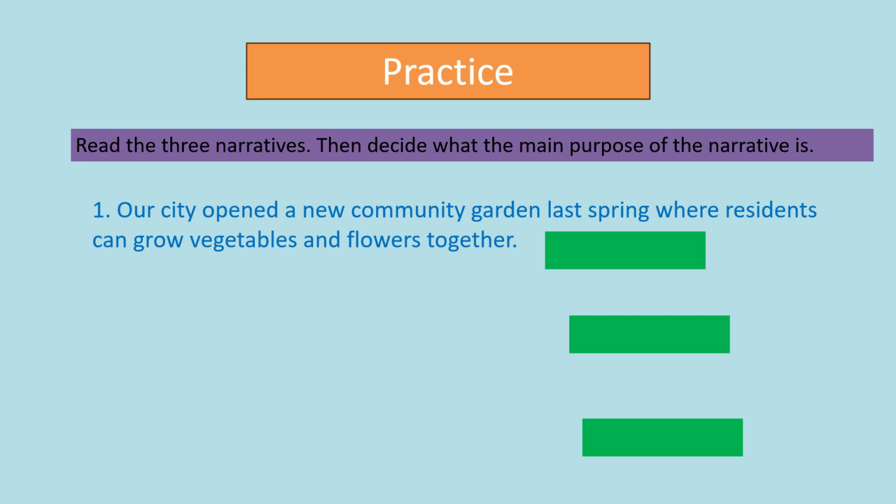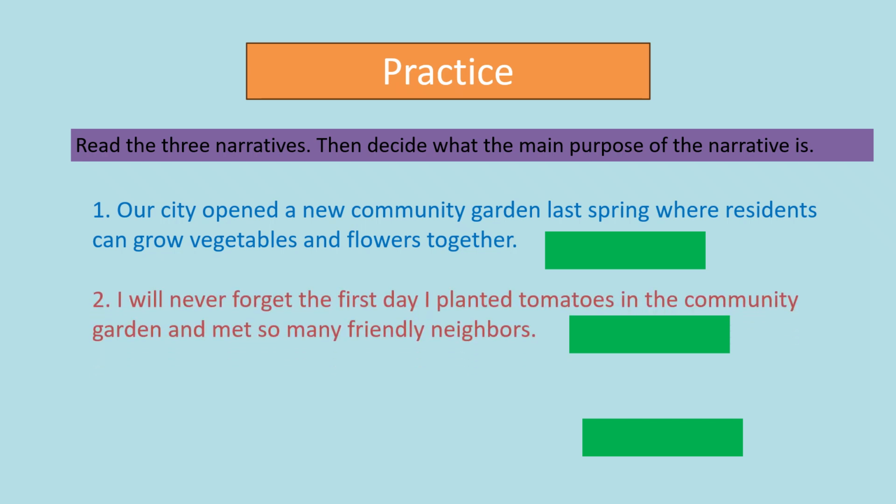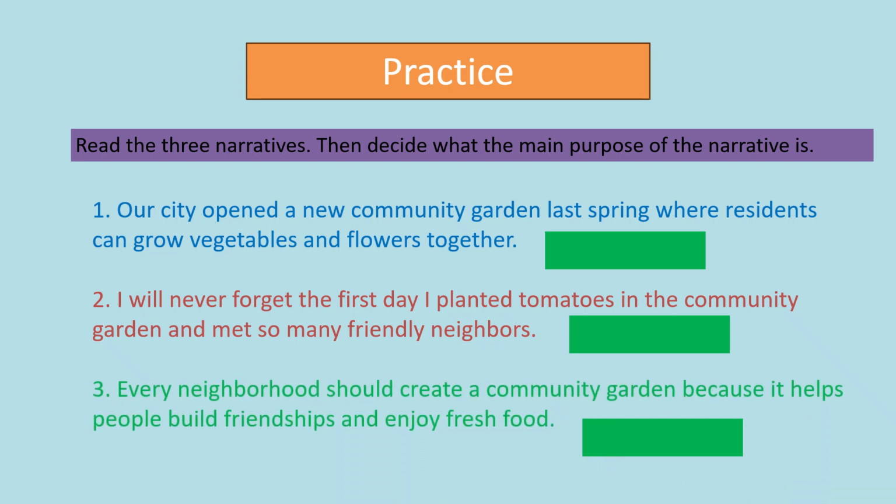1. Our city opened a new community garden last spring where residents can grow vegetables and flowers together. 2. I will never forget the first day I planted tomatoes in the community garden and met so many friendly neighbors. 3. Every neighborhood should create a community garden because it helps people build friendships and enjoy fresh food. I encourage you to pause this video for a while and think about the answer for each sentence.